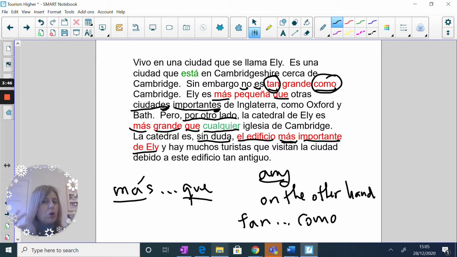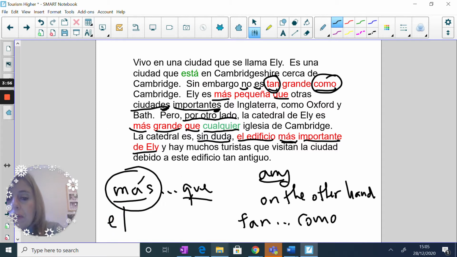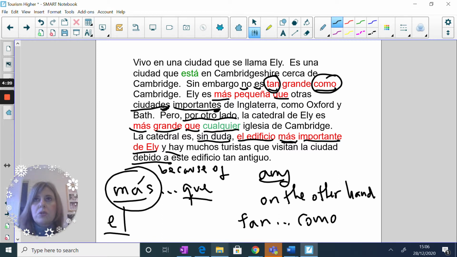So this is called the superlative, to say the most. El edificio más. So más could be more, or if it comes with el in front of it, it would be most. Okay, el edificio más importante de Ely. And then hay muchos turistas. There are many tourists que visitan la ciudad debido a, because of. Okay, because is porque, because of, debido a este edificio tan antiguo, as old, okay, or so old.